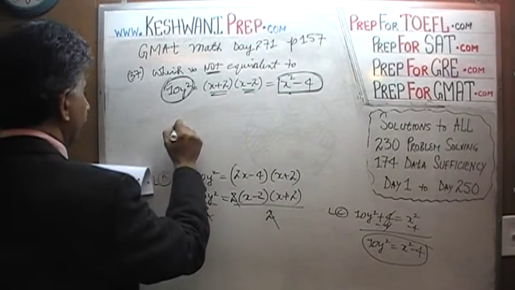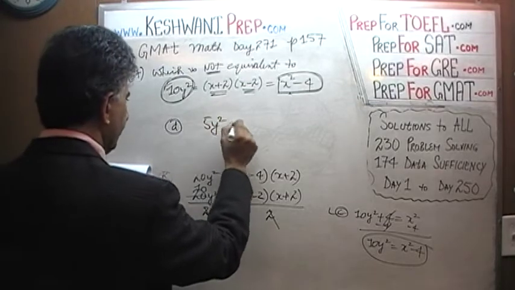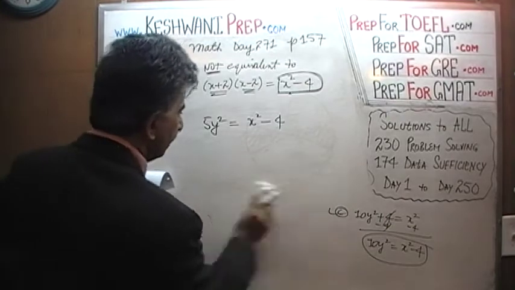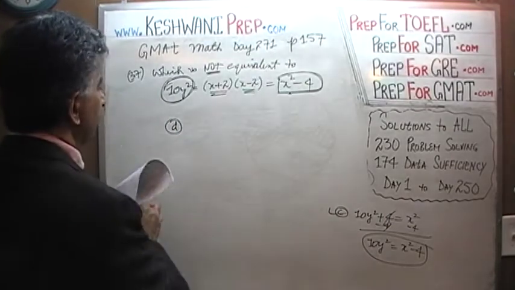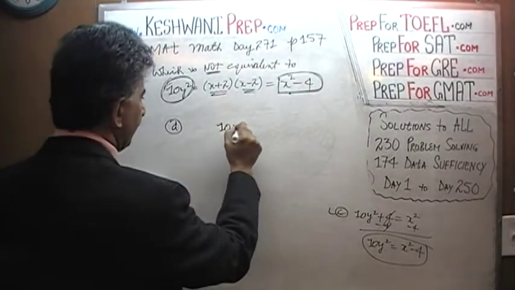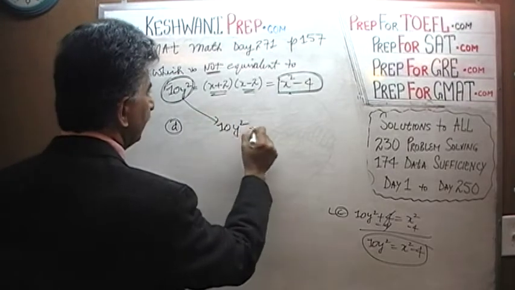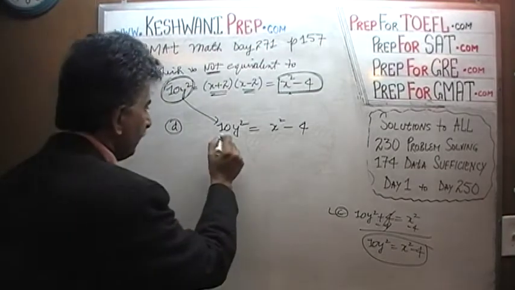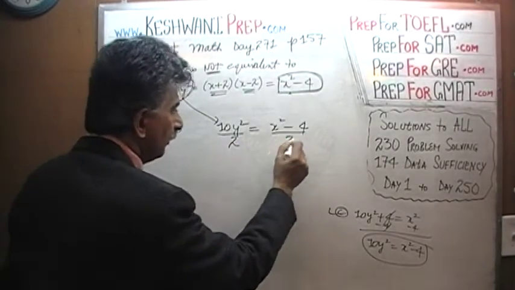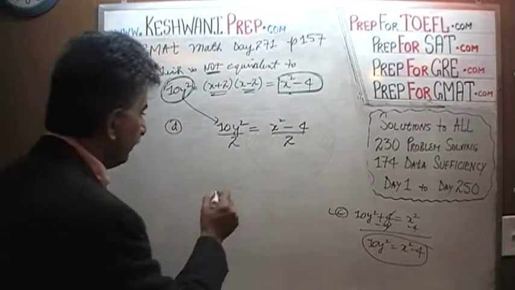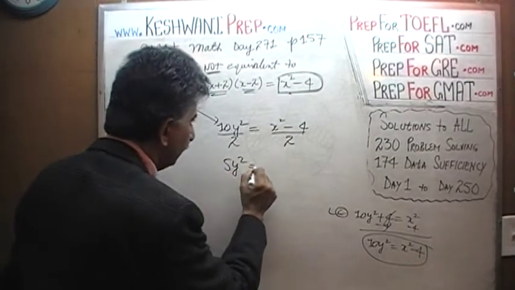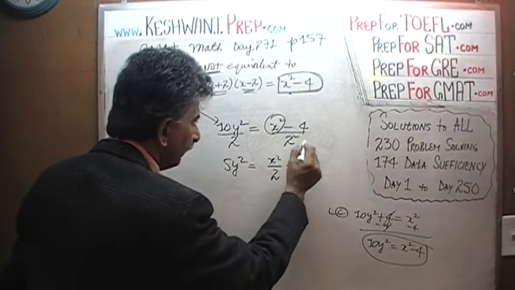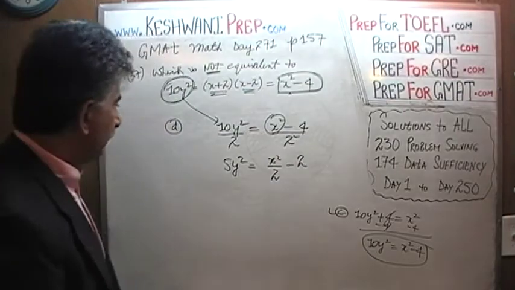Answer choice D says 5y squared is equal to x squared minus 2. Now what happens here? The original equation that is given to us is 10y squared is equal to x squared minus 4. Watch what happens. If we were to divide both sides by 2, what we should get is 5y squared is equal to x squared divided by 2 minus 4 divided by 2, which is just 2. But that is not what D says.